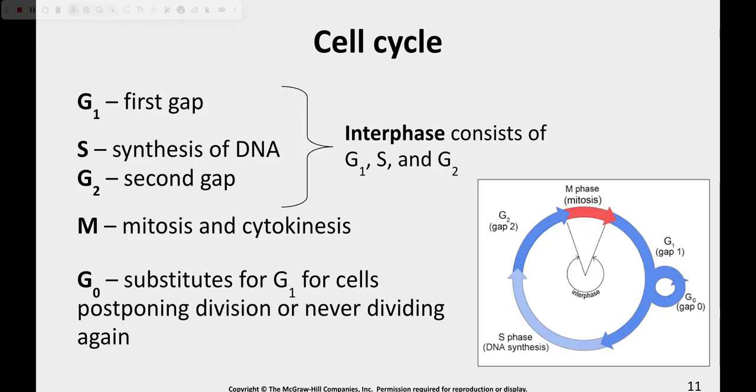All right, so we have interphase. We're actively preparing to divide. That includes G1, S, and G2. After interphase comes the M phase, where it is actively dividing. And if it's never going to divide, or if it's going to divide later on, not right now, we'll have the G0 phase.